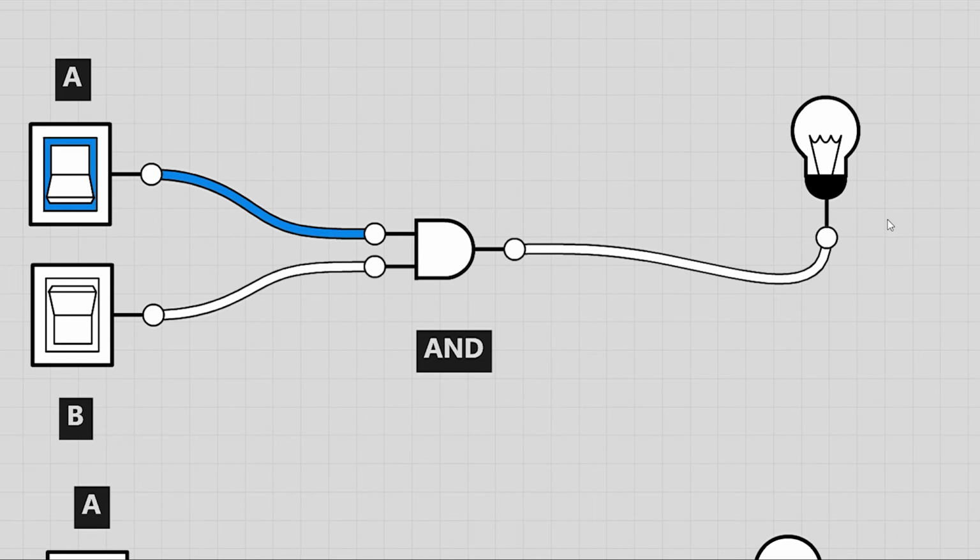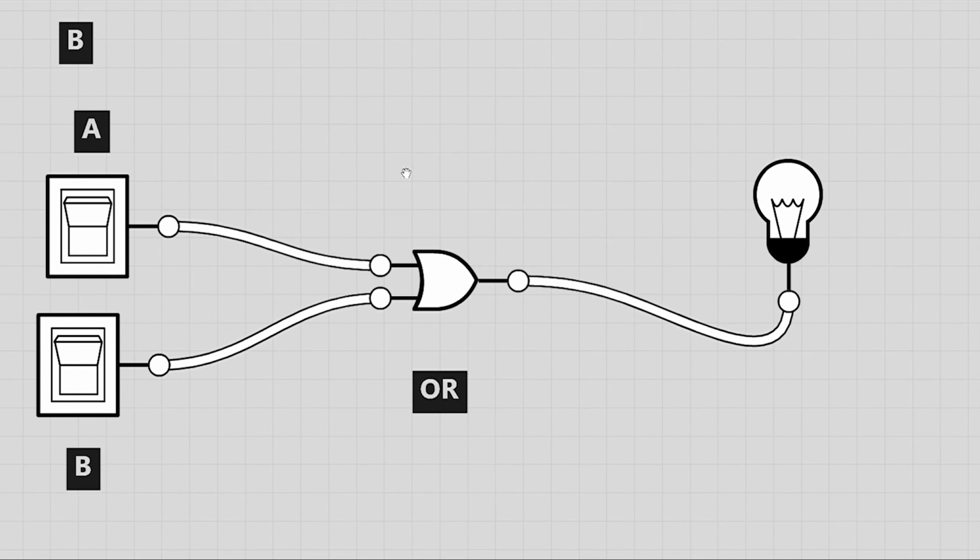When one input is 1 and the other input is 0, the output is 0. When both the inputs are 1, the output is 0. Next, we'll move on to the OR gate.